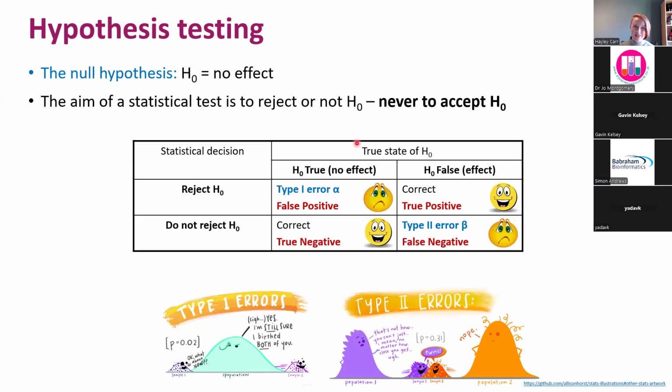So, a quick overview of hypothesis testing. Again, the null hypothesis usually is that there is no effect. And the aim of the statistical test is to reject or not reject our null hypothesis of there being no effect. It is not to accept our null hypothesis, which is why we need a different approach for equivalence testing.